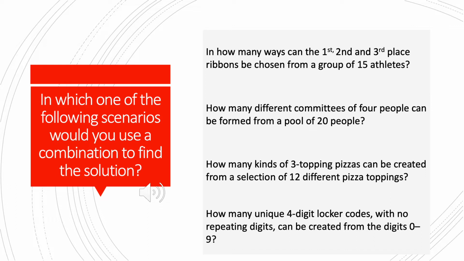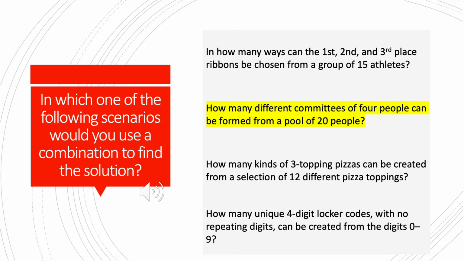How many different committees of 4 people can be formed from a pool of 20 people? How many kinds of 3-topping pizzas can be created from a selection of 12 different pizza toppings? And finally, how many unique 4-digit locker codes with no repeating digits can be created from the digits 0 through 9? So on the next slide, I have our answer. But take a minute and see which one you'd pick where the order does not matter. It doesn't change. It doesn't have any effect on it.